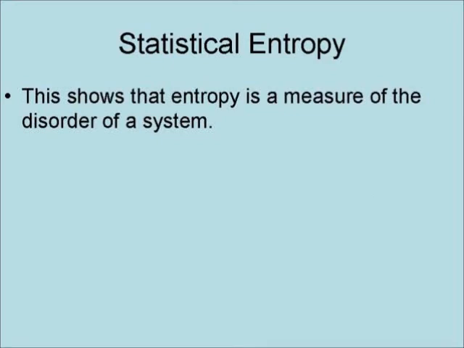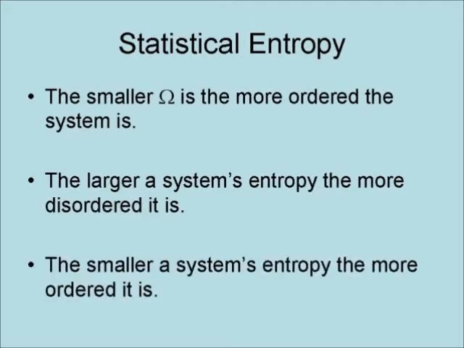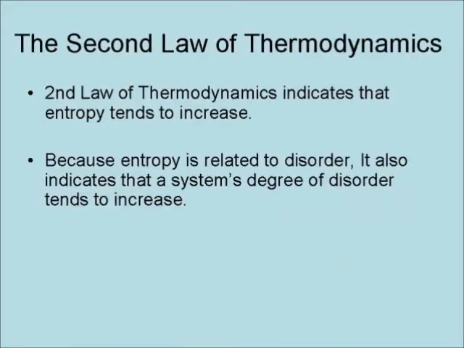This shows that entropy is a measure of the disorder of a system. As a result, the larger a system's entropy, the more disordered it is. And the smaller a system's entropy, the more ordered it is. The second law of thermodynamics indicates that entropy tends to increase. Because entropy is related to disorder, the second law also indicates that a system's degree of disorder tends to increase.